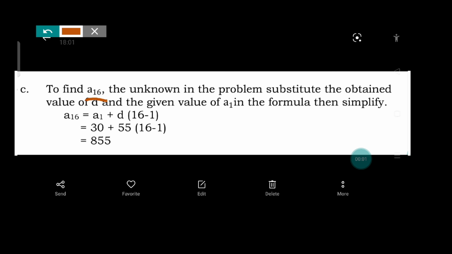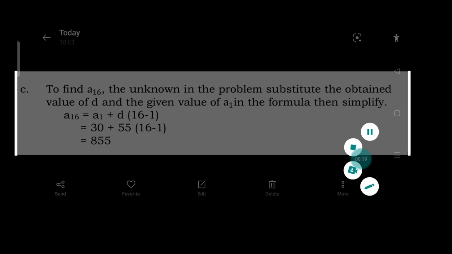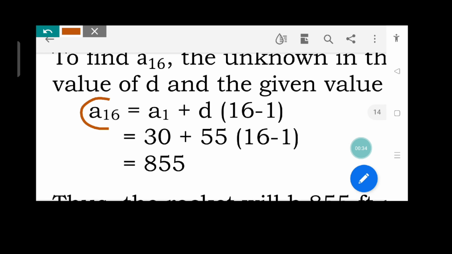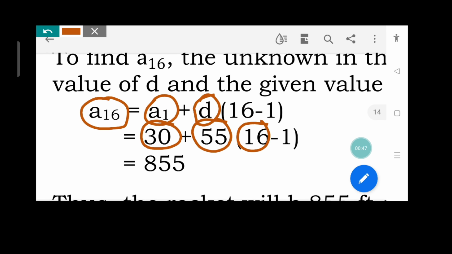Let's move on. Solution letter C. To find a sub 16, the unknown in the problem, substitute the obtained value of d and the given value of a sub 1 in the formula, then simplify. Let us use this formula. Substitute all the values. A sub 16 is our nth term, a sub 1 is 30, d is 55, and 16 is the term position.